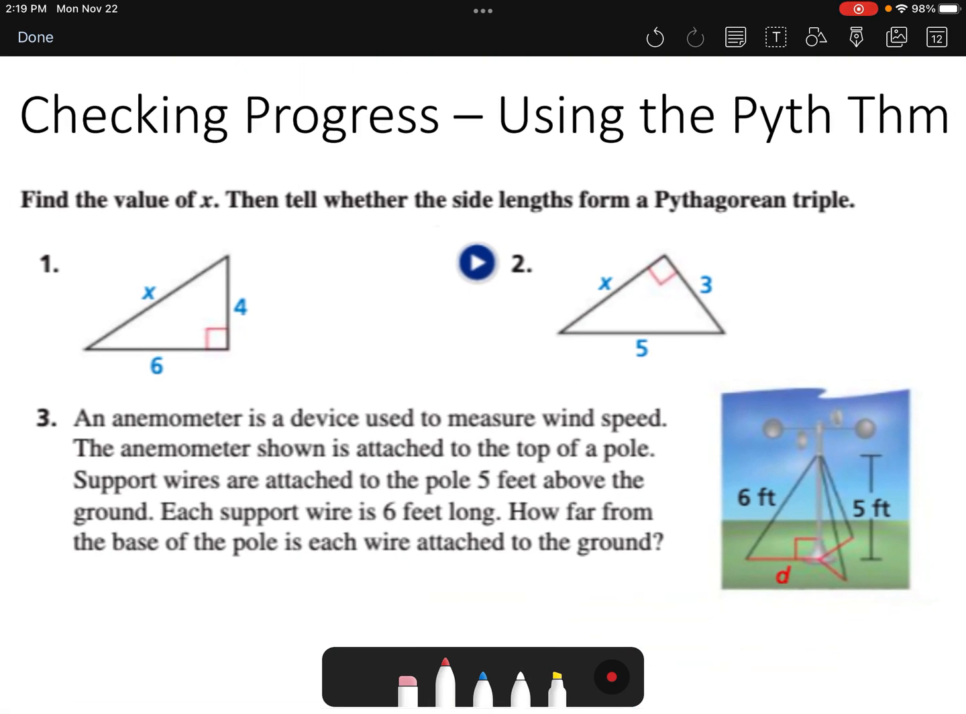Now, we just did 3 things, and that's what we're going to do right here. We're going to check our understanding of the Pythagorean theorem. So I want you to pause it and do these 3 problems.